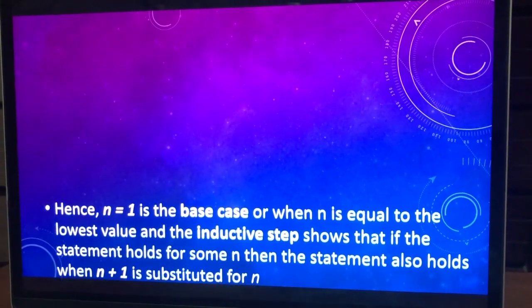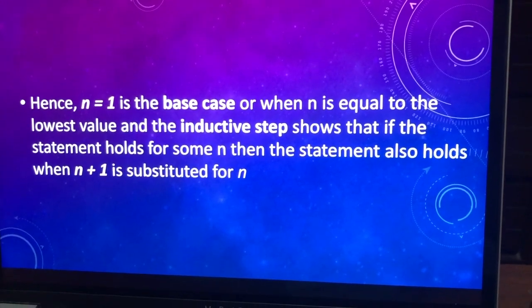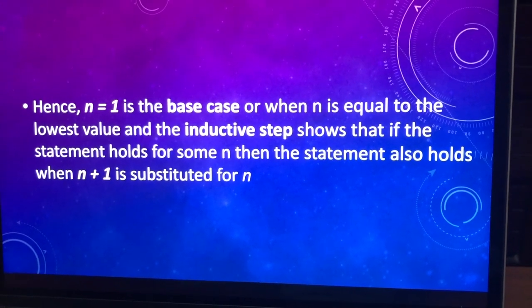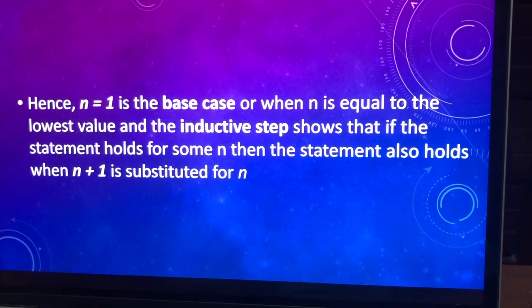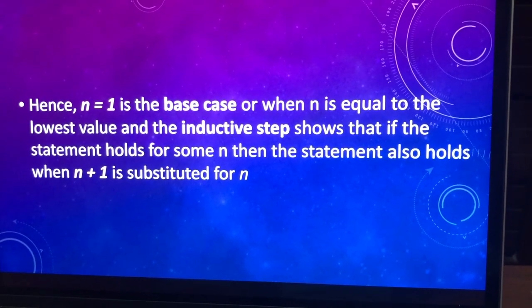Hence, n equal to 1 is the base case, or when n is equal to the lowest value, and the inductive step shows that if the statement holds for some n, then the statement also holds when n plus 1 is substituted for n.